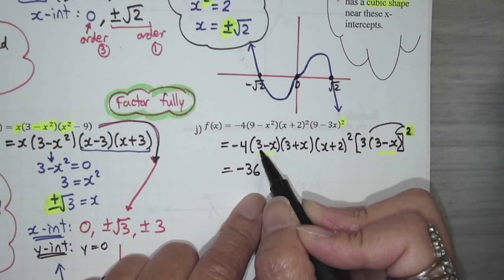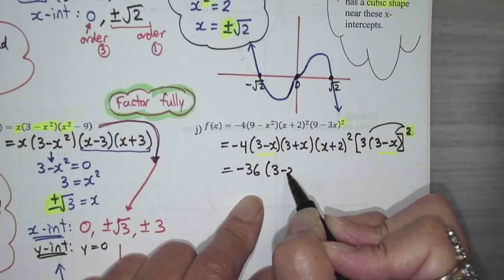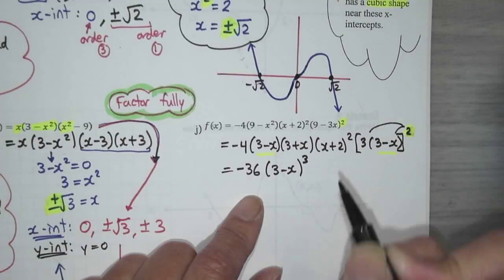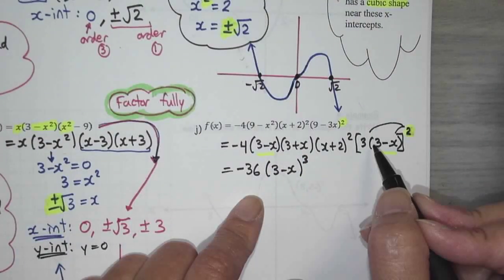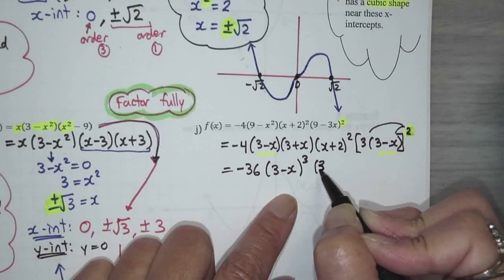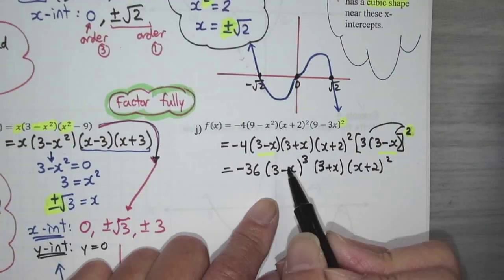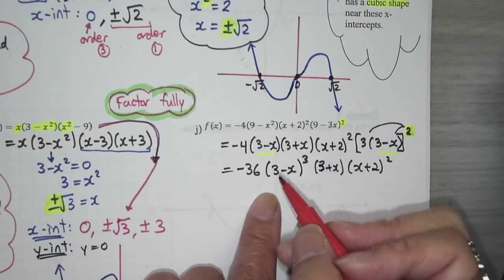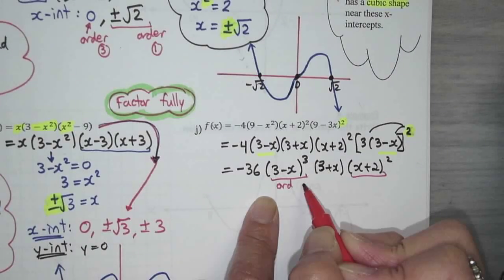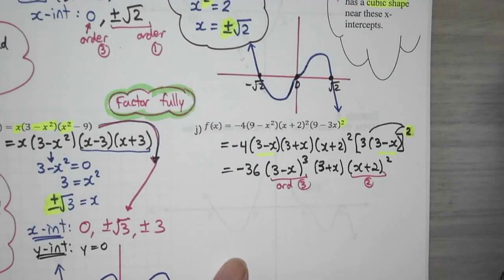Then I have 3 minus x, 3 minus x. How many 3 minus x's do I have? 1, 2, 3. I have 3 of them. Then I have 3 plus x, and I have there. So I have order 3, right? So order 3, order 2, order 3, 2, 1, and then with a negative in front.